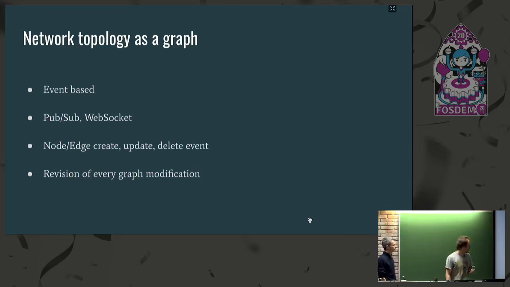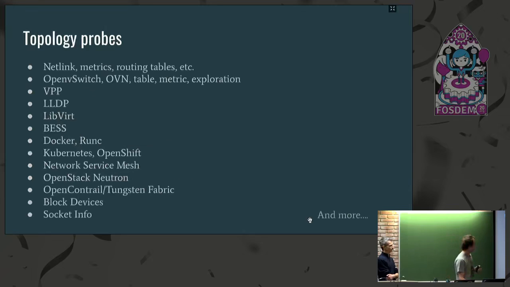You can have those events through WebSockets. So the web UI that we have is using this mechanism, and then you get all the events: the node creation, the updates, the deletes, and everything. And for every modification on this graph, we keep the revisions of every graph modification. So we are able to rebuild the graph as it was at a certain point in time.